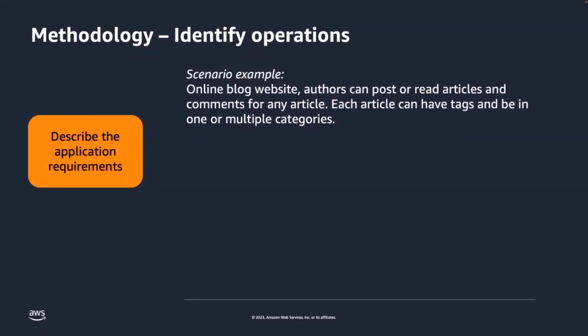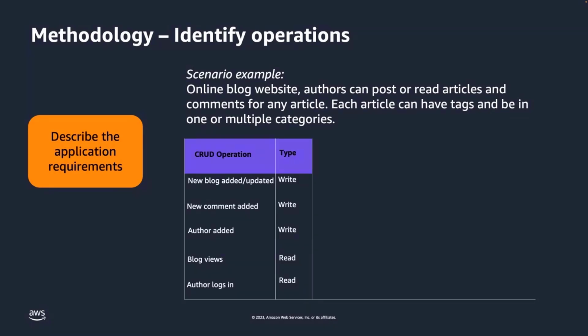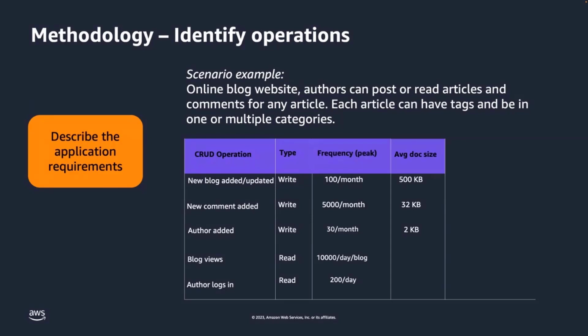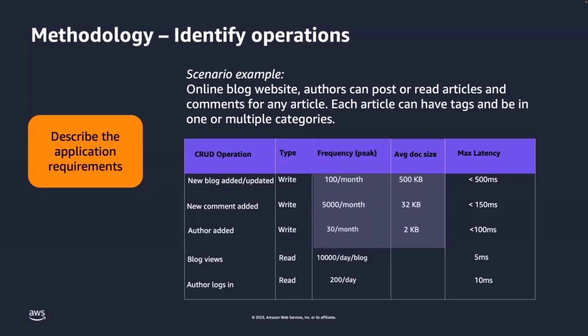If we take the example of an online blog website, you could start with a scenario. Gather all the input data, which you can start grouping like this. First, identify the operations and their type, if it's a read or a write. Based on metrics or assumptions, you can estimate the frequency and average document size. And then you can also add another important requirement, like maximum latency. Based on this, you can extract some conclusions. For example, the write frequency and average document size will allow you to estimate the data size. Frequency and max latency will help you qualify those queries.